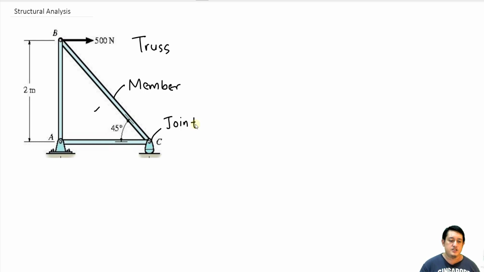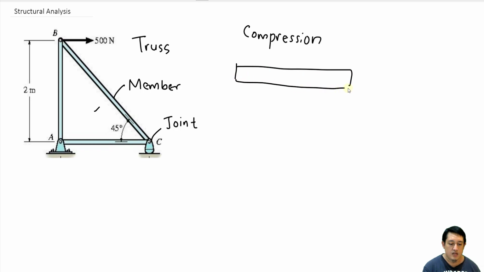So what is compression? Let's draw a member like this. Let's say this is a member. When we want to compress a member, it means that we will apply an external force in this direction. So when we compress a member, our external force will be like this. Next, what happened to the member? The member will create a reaction force.